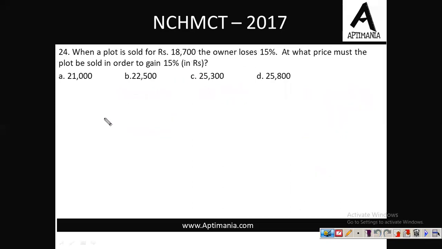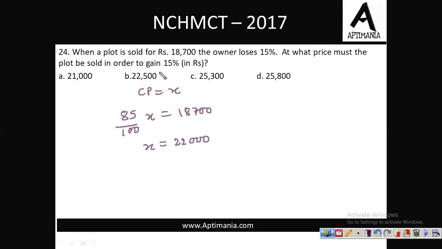Question number 24. When a plot is sold for 18,700, the owner loses 15%. So let the cost price be X rupees. So a 15% loss means they sold at 85% of cost price, and that is equal to 18,700. Fine. So from here X will come out to be 22,000. On solving this, the value of X will come out to be 22,000.